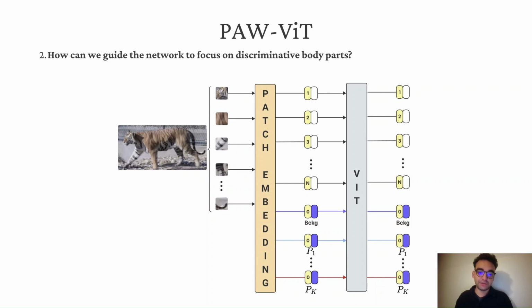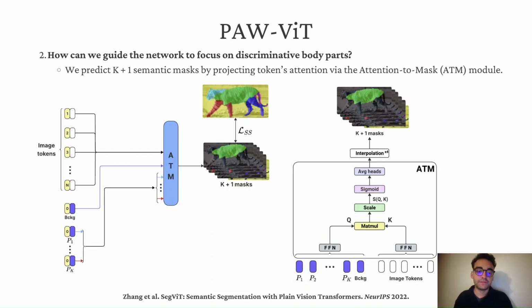is, how can we guide the network to focus on discriminative body parts? Basically, we want these part tokens to focus on the different discriminative body parts. Here we're gonna define coarse or pseudo-semantic segmentation masks that we're gonna use for that. Basically what we do here is we employ an attention-to-mask decoder to convert the attention of the part tokens towards image tokens into masks.